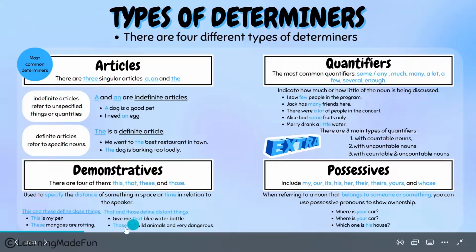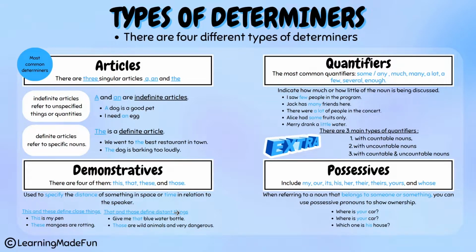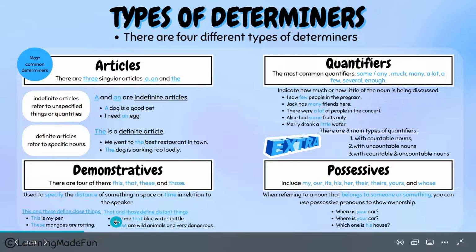So that and those. So if I had something that was far away from me in the distance, then I would use that or those. Now just like this, that is used for a singular noun, but for something that's far away. So give me that blue water bottle.